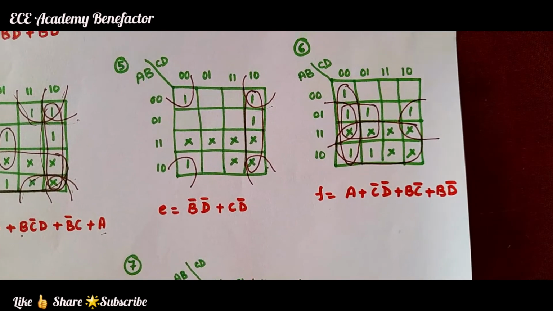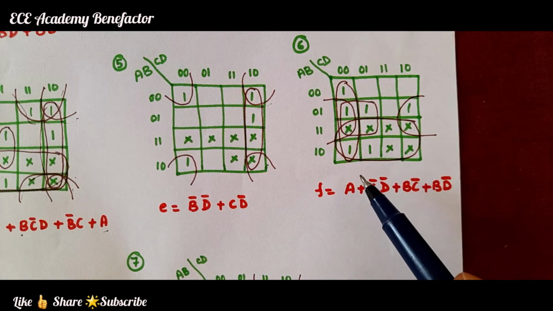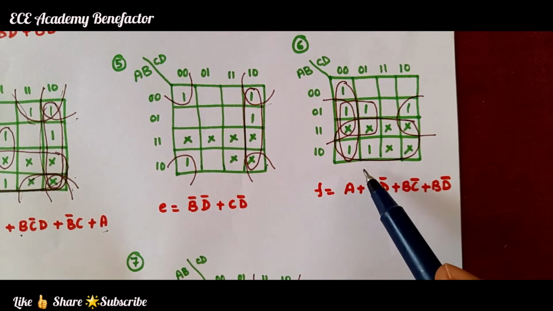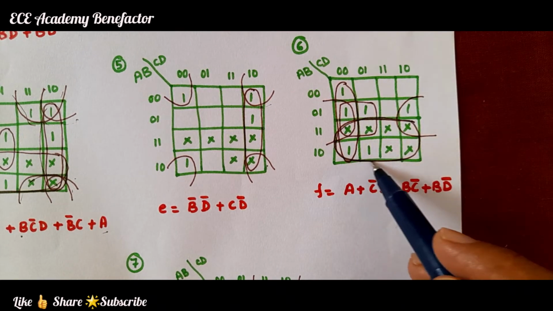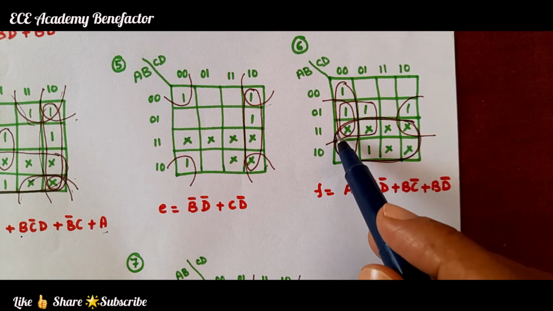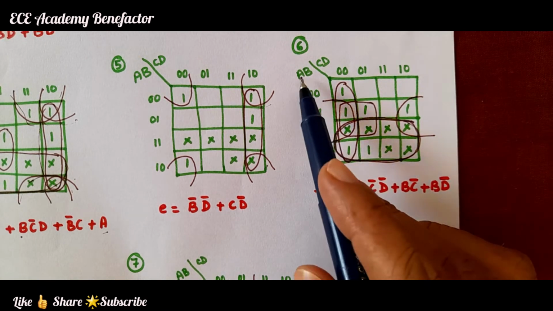Now coming to F, after filling the ones and don't cares in the K map, we get one octet here. For this octet the term is: in these two rows 1 is common, and 1 means A.